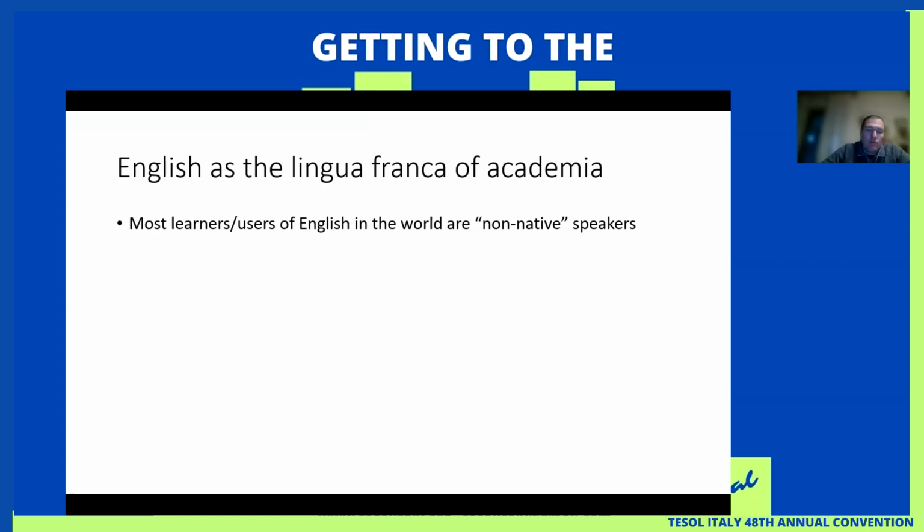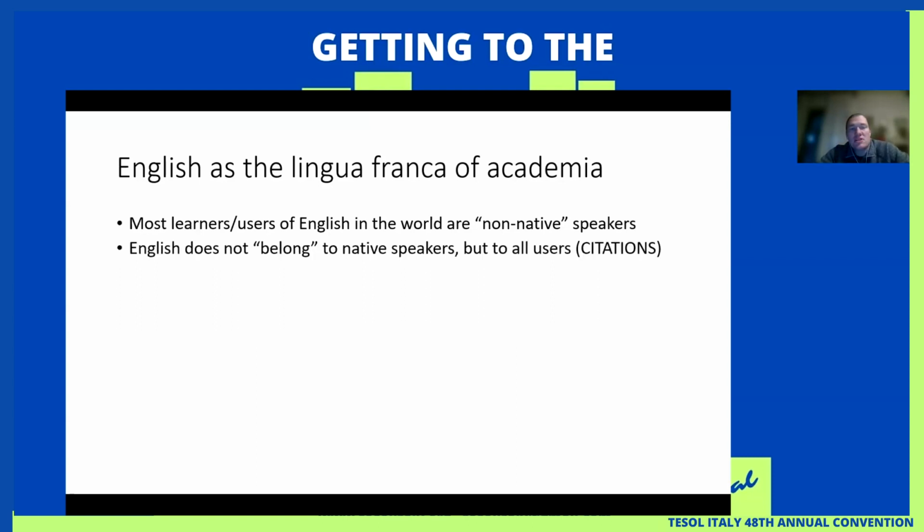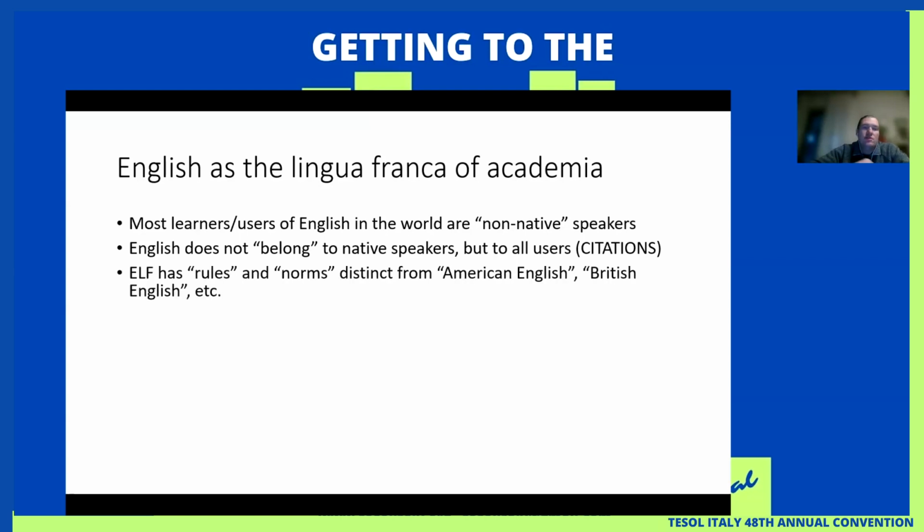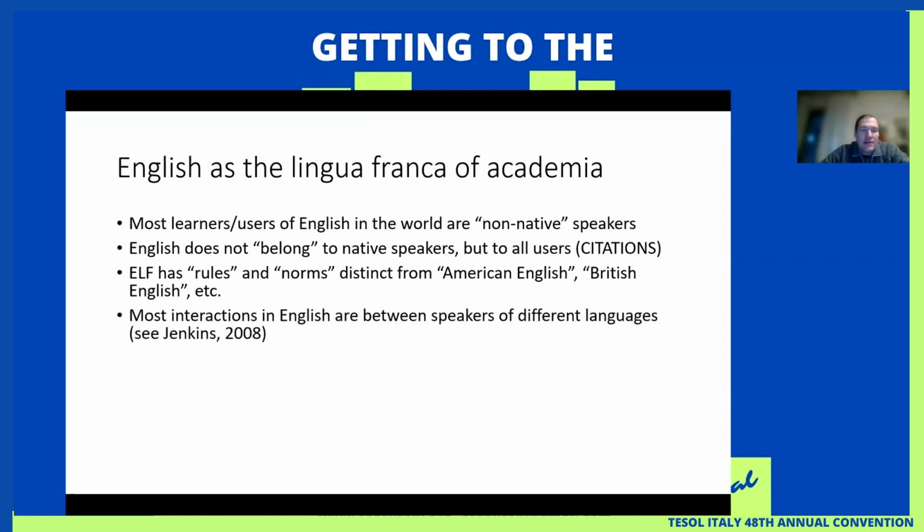We know this from many sources. English does not belong to native speakers. It doesn't belong to people like me who come from an English-dominant country and grew up with English as their mother tongue. But it belongs to all users. ELF, English as a lingua franca, has rules and norms of its own that are distinct from American English, British English, and all of these other national varieties.